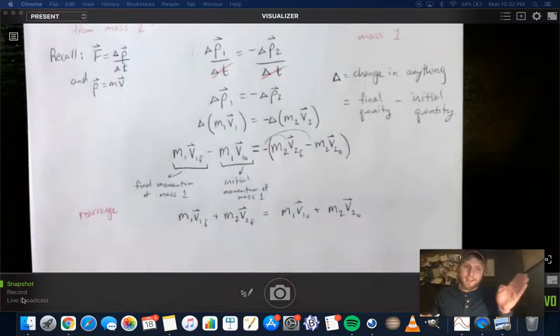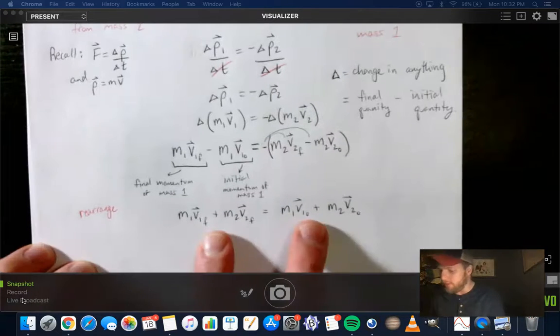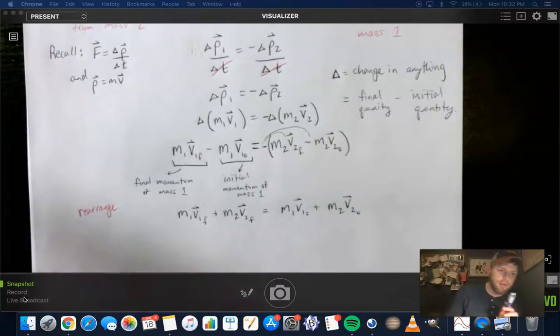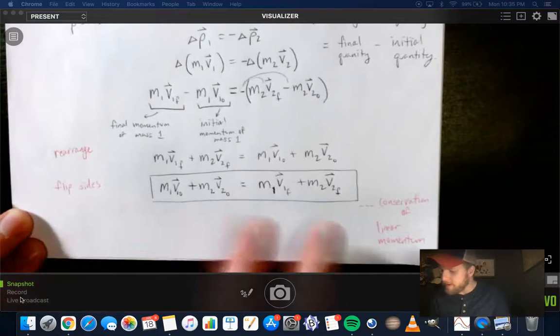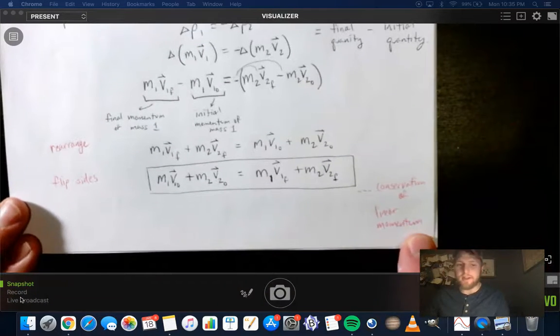Now, we normally think in the English-speaking world left to right, so I'm just going to flip this equation. As promised, I flipped the sides. We put it in a box so you know it's important. That's our conservation of linear momentum equation.